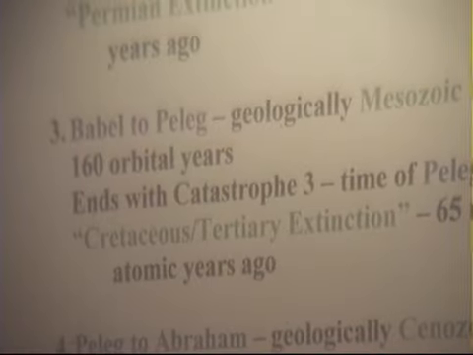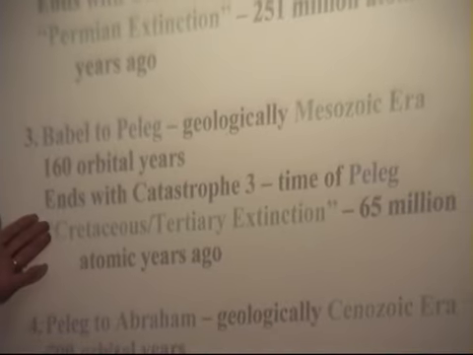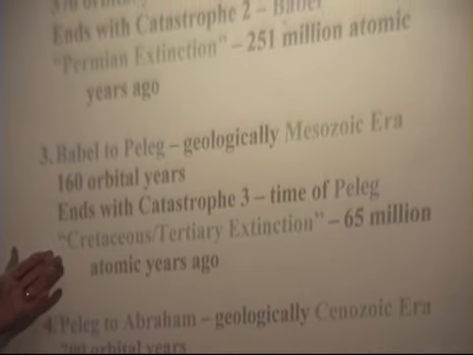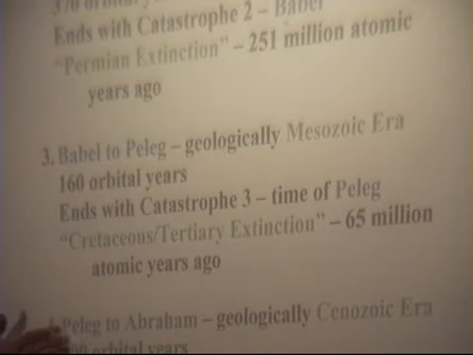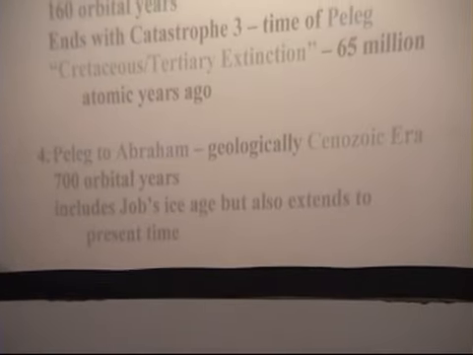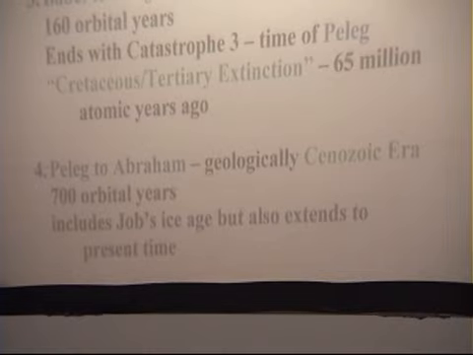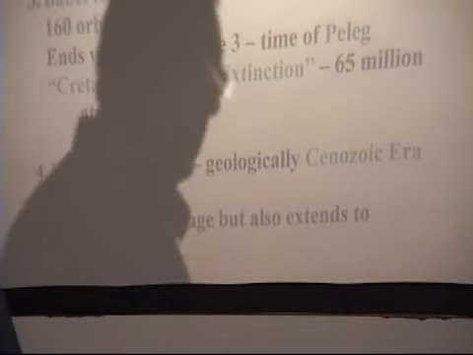2,250 orbital calendar years, ends with catastrophe one, Noah's flood, Snowball Earth, 720 million atomic years ago. Flood to Babel, geologically the Paleozoic era, 370 orbital years in actual fact, ends with catastrophe two, the Tower of Babel incident, the Permian extinction, 251 million atomic years ago. Babel to Peleg, geologically the Mesozoic era, ends with catastrophe three, the time of Peleg, the Cretaceous-Tertiary extinction, and Peleg to Abraham, the Cenozoic era, which includes Job's ice age.